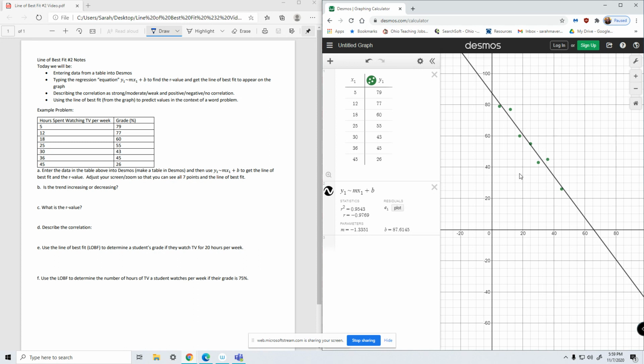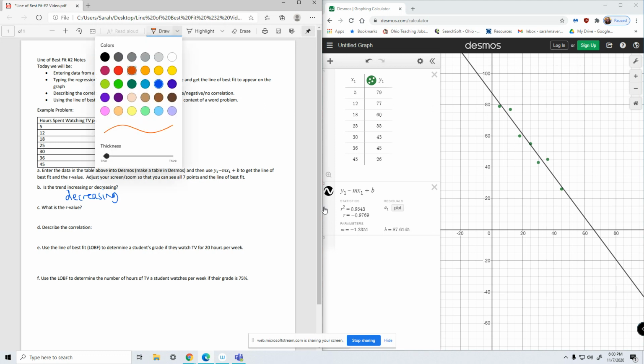Letter B says, is the trend increasing or decreasing? You can answer this one of two ways. If you can see the line, here we can see the line has a negative slope. Since the line has a negative slope, we would say that this is decreasing. Another way you can look at it is your R value. Your R value is negative. If your R value is negative, you're going to have a negative slope. It'll be decreasing that way too.